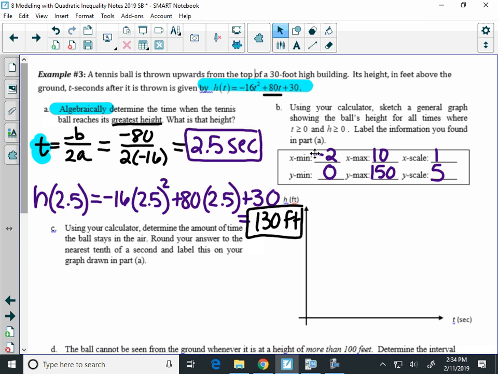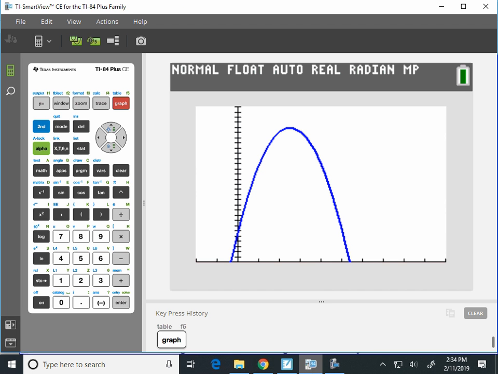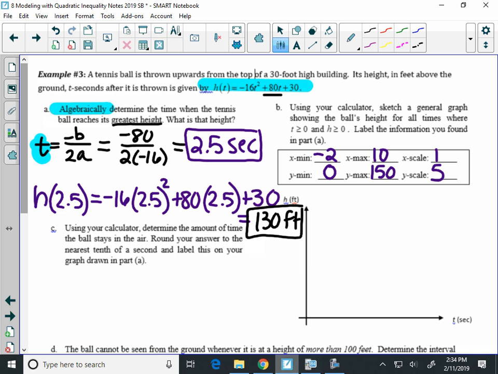So our picture, when I look at this, I'm going to sketch that graph on my paper. So take a minute here. And that's roughly what my graph looks like. All right, now it says label the information you found in part A. So part A, we found the vertex, which was at 2.5, comma 130.